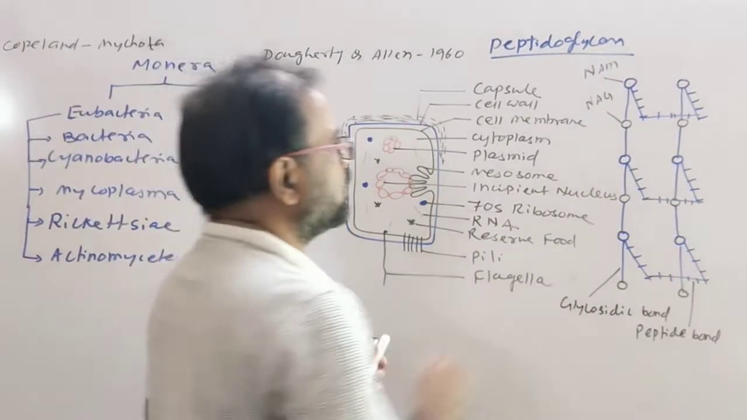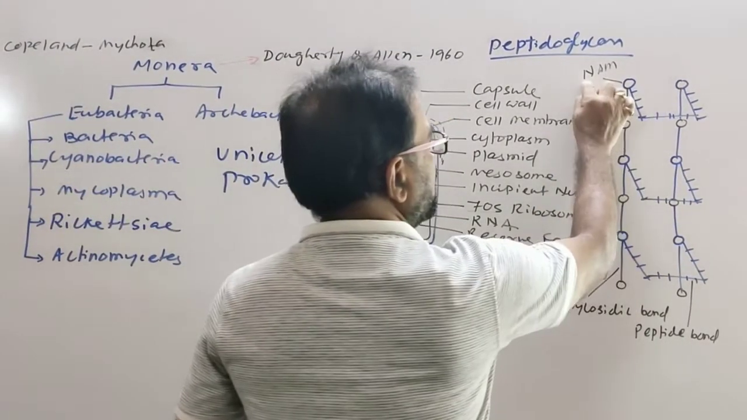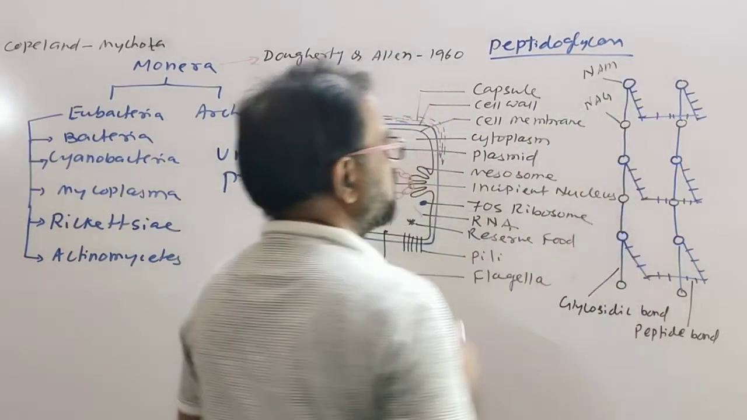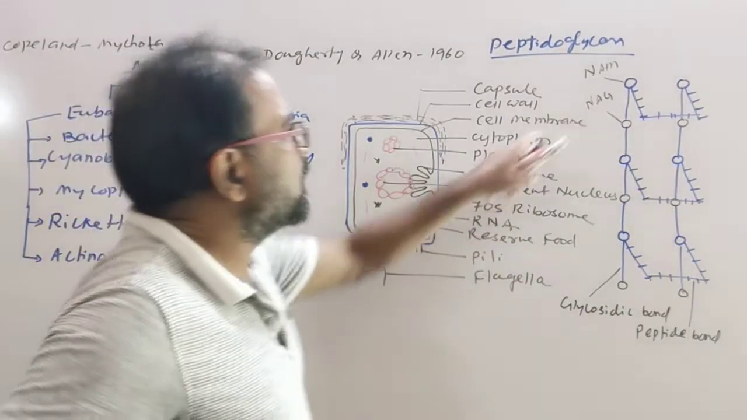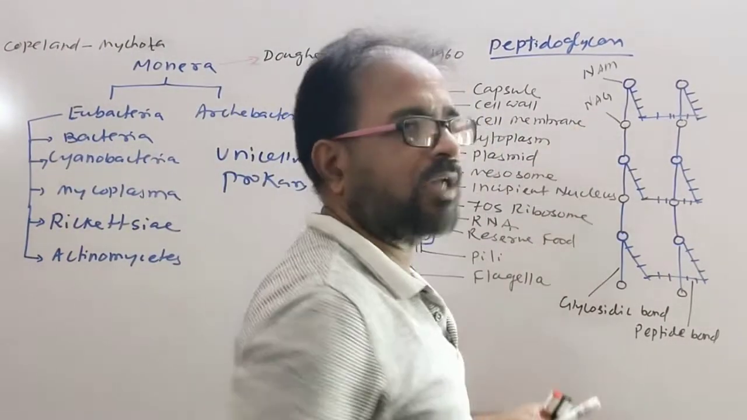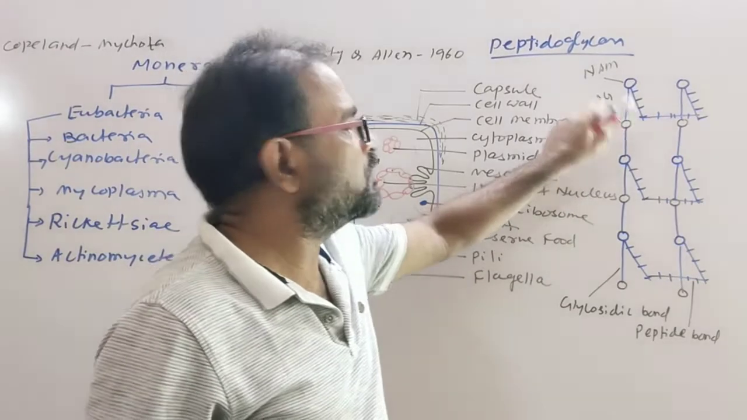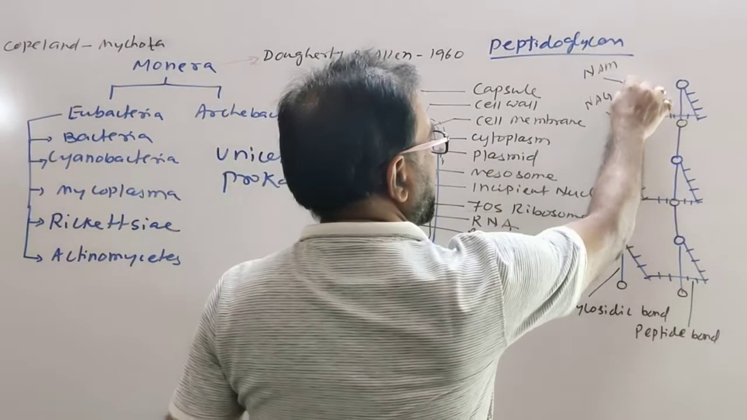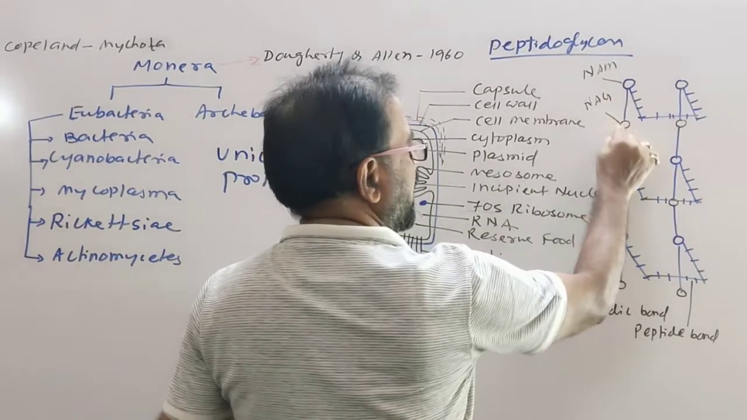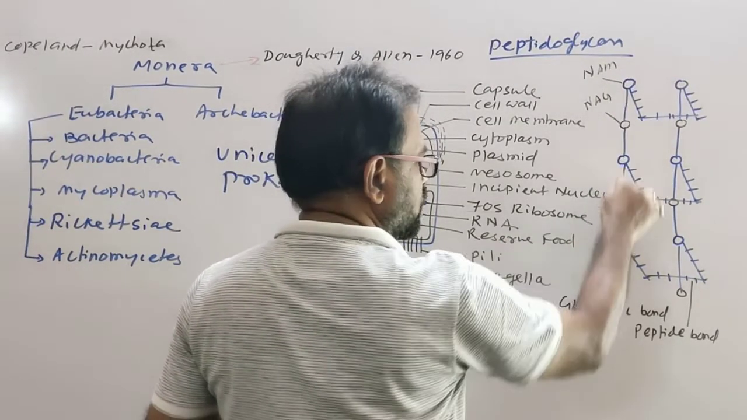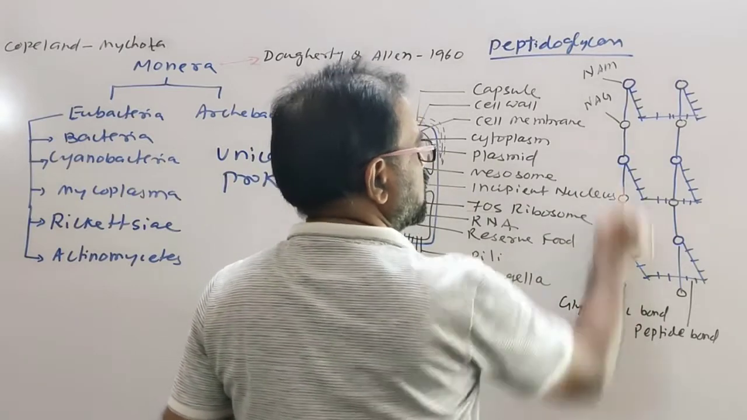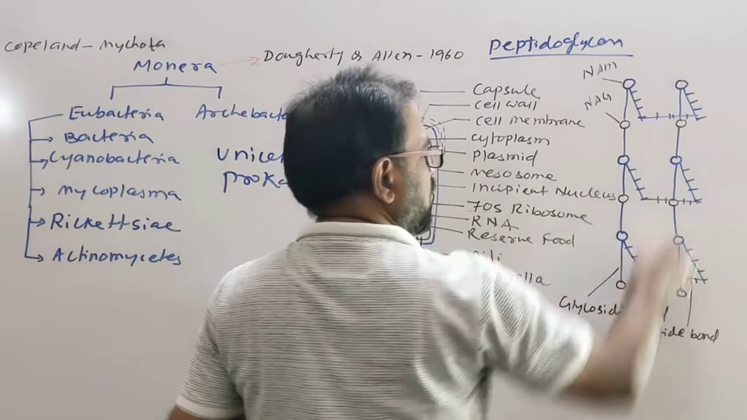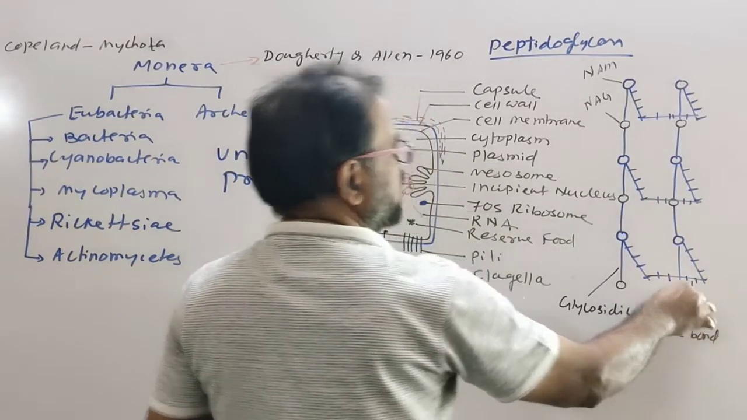In the peptidoglycan, there are N-acetylmuramic acid and N-acetylglucosamine. These are the amino sugars. The N-acetylmuramic acid and N-acetylglucosamine are connected by glycosidic bond to form a straight chain.